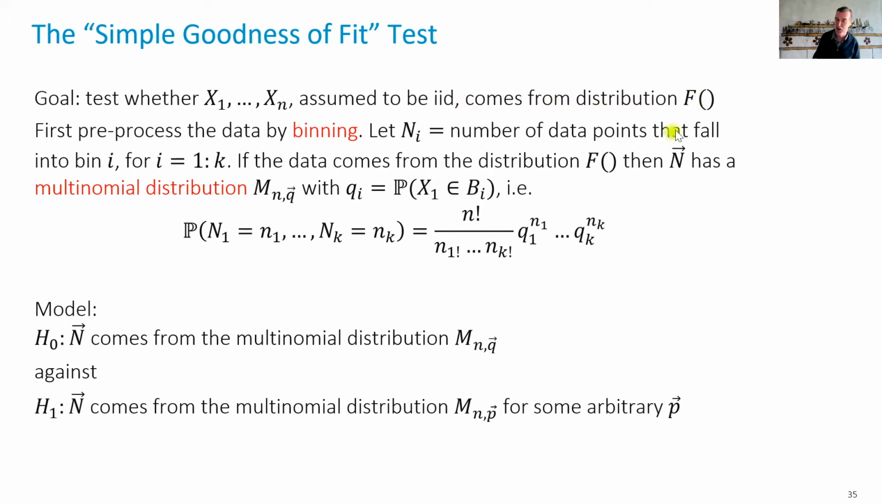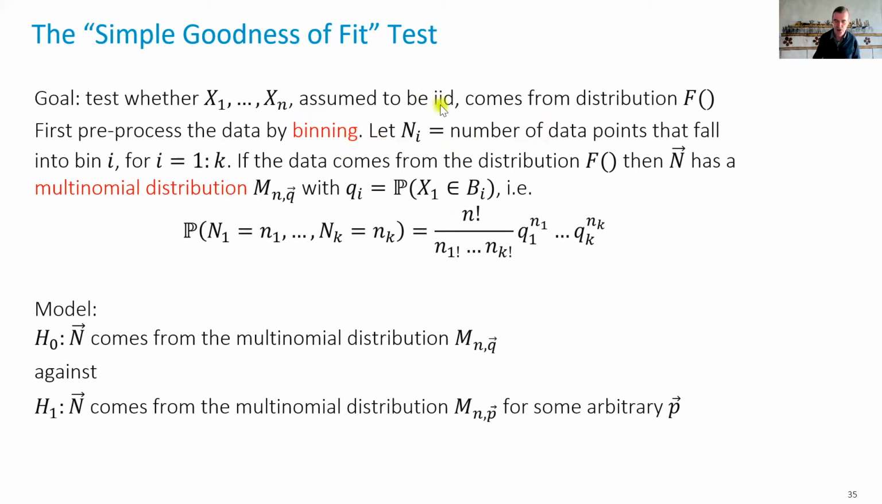There are multiple tests to do that. We'll see several of them. The simple goodness of fit test relies on binning. Binning means we quantize the histogram of the empirical distribution that we have, which means we have little k quantized values, and I call n sub i, for the ith quantized value, the number of data points that fall in this bin here.